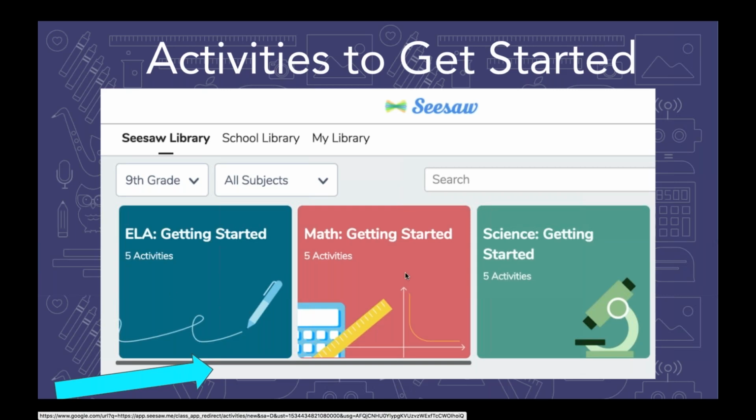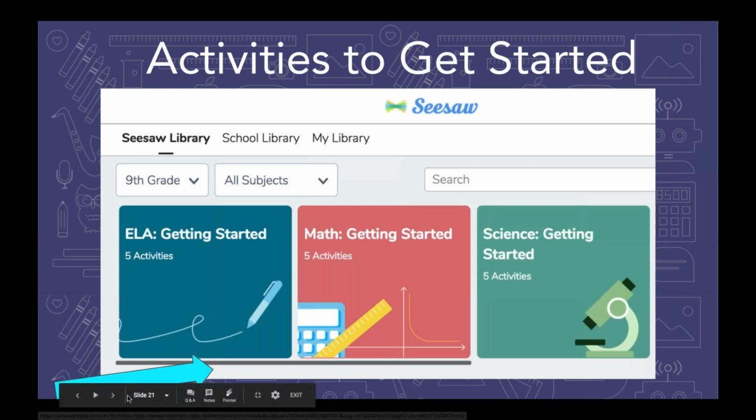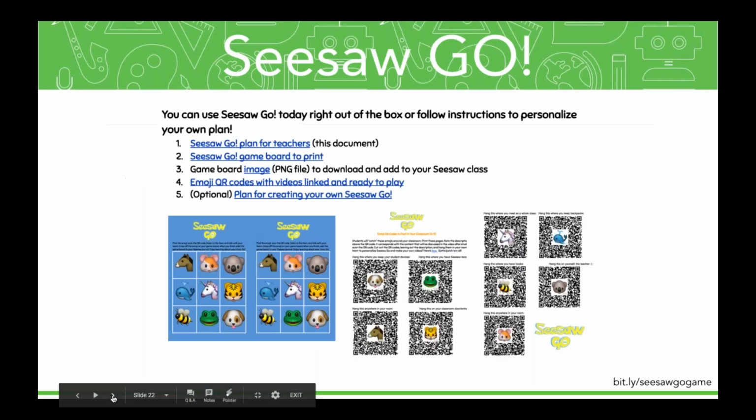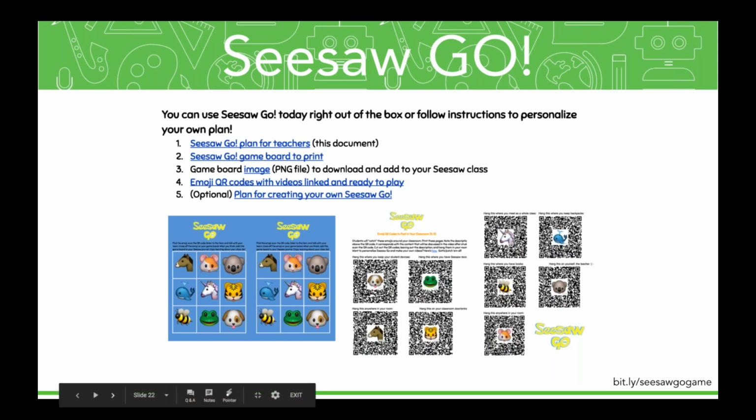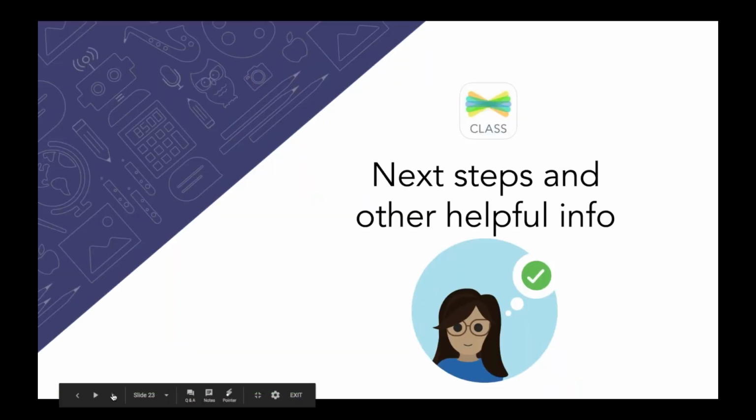In fact, if you joined us for brand new part 1, you did some of those simple getting started activities. We also have a game called Seesaw Go that a lot of teachers like to use to help get their students started with Seesaw. You can learn more about it here, or you can click this when you get the slides later. It's basically little QR codes you can hang up around your classroom to let your kids walk around and learn different things about Seesaw and about your class.